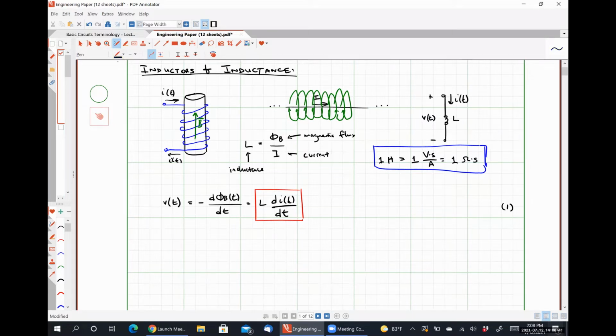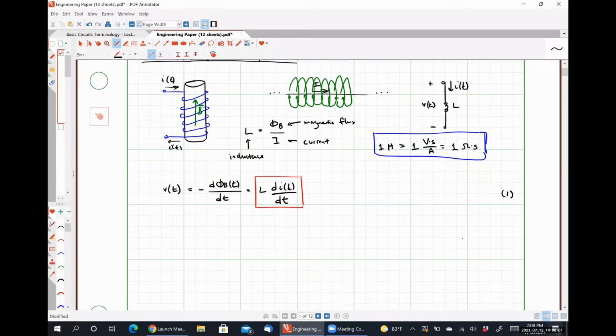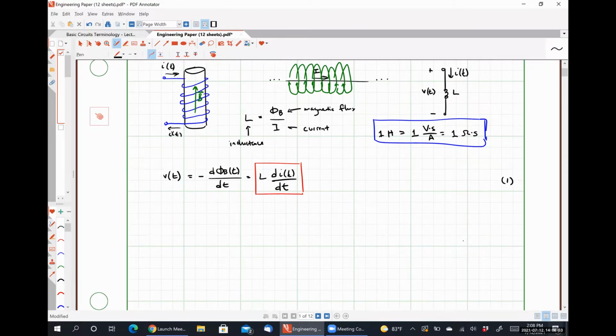So if we look at this first equation that we've developed here, we can actually come up with two very important properties about inductors, okay? And they are both related to the rate of change of the current. So our first property will deal with DC circuits, which means that the current is not changing at all.